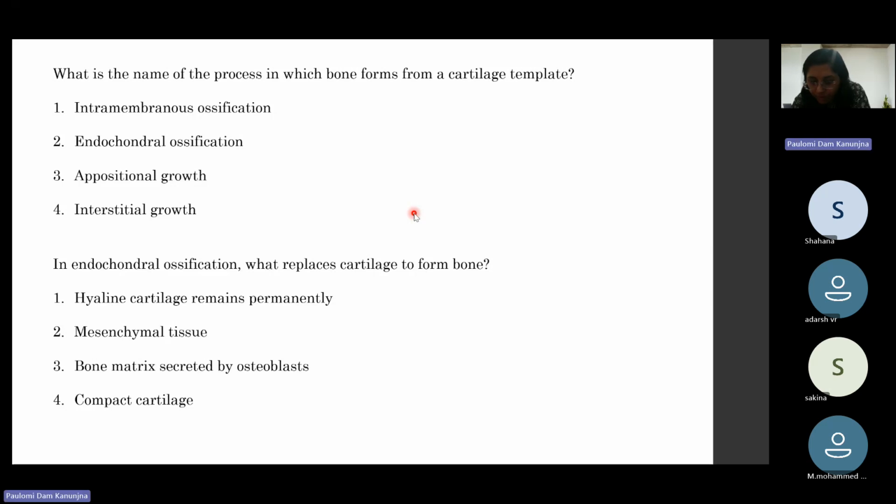Two. Yeah, two. And how does this happen? What actually takes over?